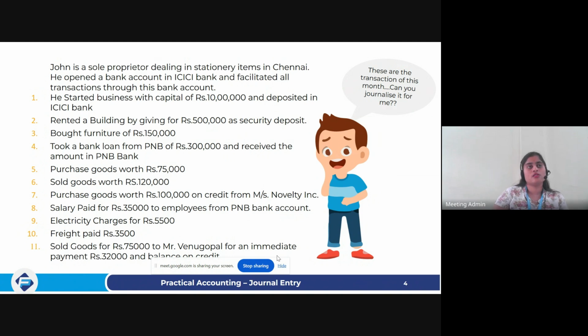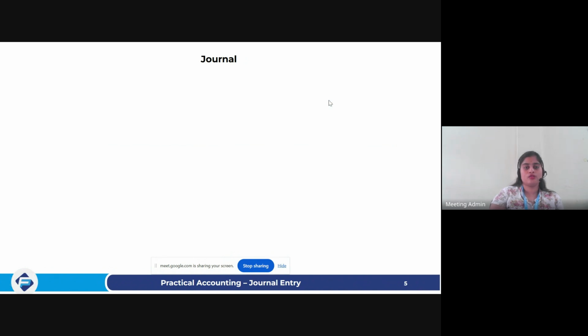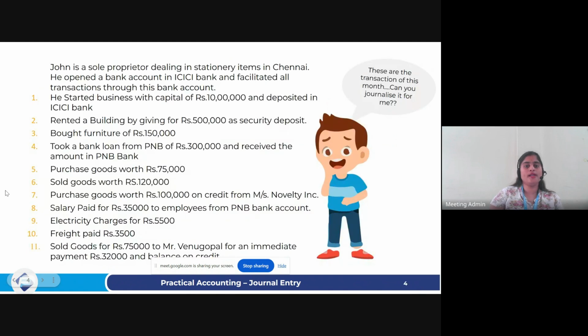First transaction. Very good. So ICICI bank account debited to capital account. You can see the answer also. So this is the answer. ICICI bank account debited to capital account, and you're going to write the narration. Next, rented building by giving rupees 5 lakh as a security deposit. What is the journal entry for this?